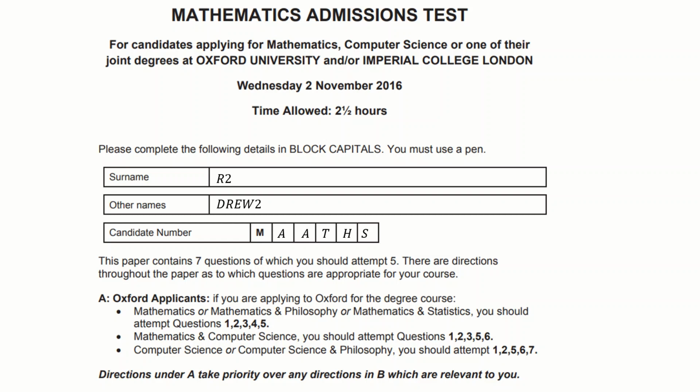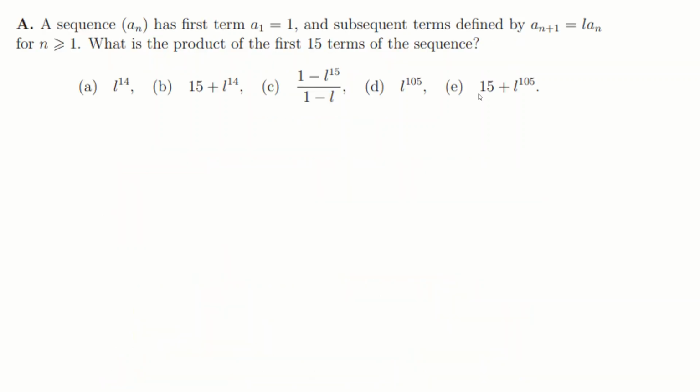This is the MAT from 2016. I'll do just the first 10 multiple choice questions. I'll do the other questions in another video at some point. So we have a sequence here. First term 1, subsequent term is defined by L times the previous term.